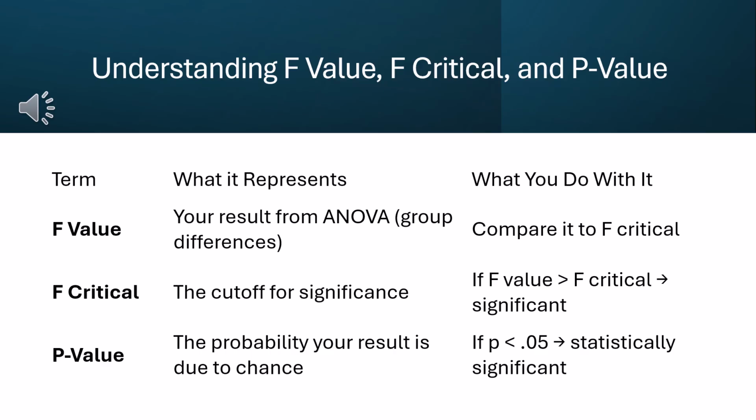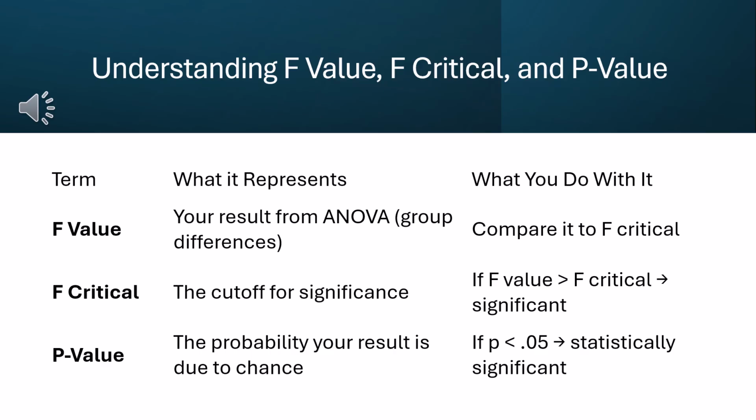The F critical, that's the cutoff point from a chart. So it's the value your F has to essentially beat in order to say, yes, the group differences are significant. If your F value is larger than the F critical, then your results are significant, which is where the P value comes in. This is the likelihood or the probability that your results happened by random chance. So a smaller P value, typically less than 0.05, means that there's a very low chance the results happened randomly. So we consider the finding to be meaningful.